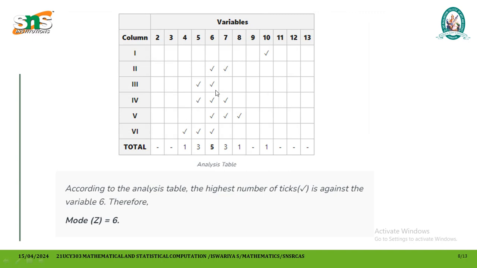After completing the analysis table, we count how many ticks are in each column. Out of all the numbers, the highest number is 5, so this will be the mode for us. The 5 corresponds to 6, that is, the highest count corresponds to the variable 6. So the value of the mode will be 6.